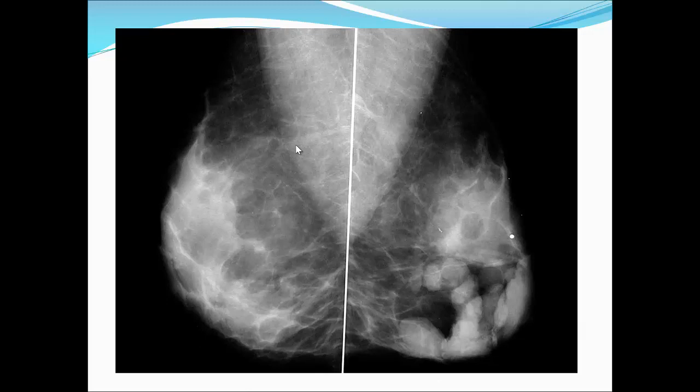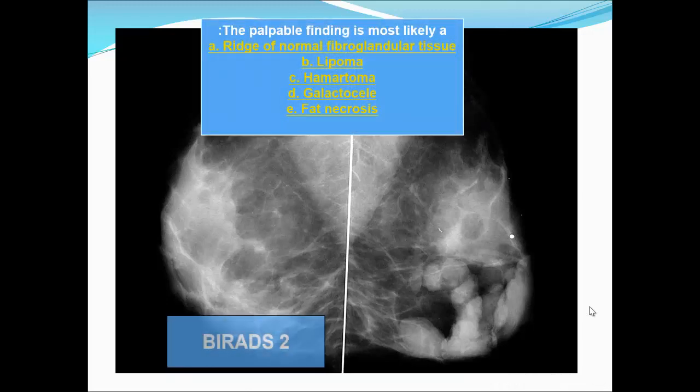Of course, this is fibroadenolipoma. This is the typical hamartoma of the breast. In the hamartoma of the breast, we say that it is breast within a breast, as if you see there is fat and this is glandular tissue. So it is termed breast within a breast sign. So this is hamartoma, BI-RADS 2.